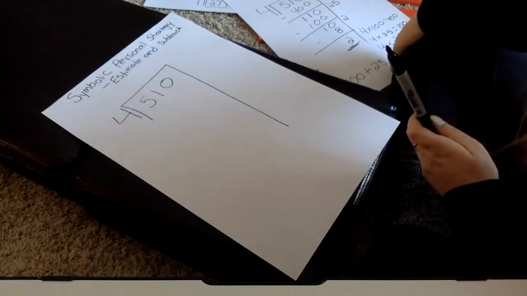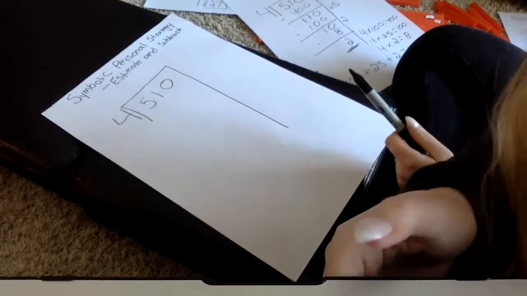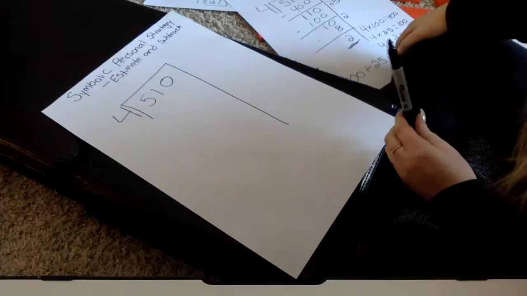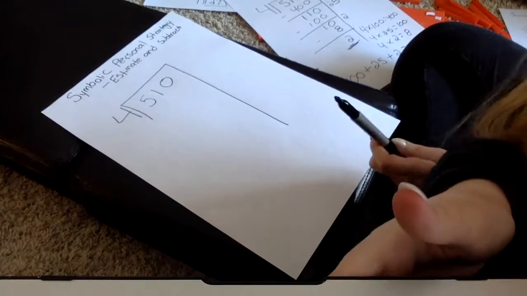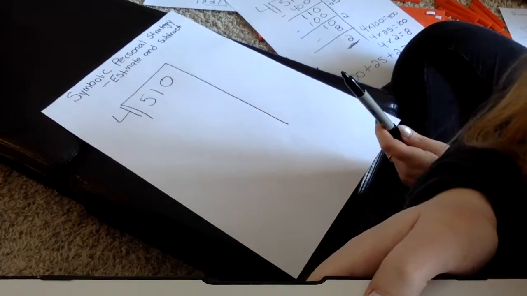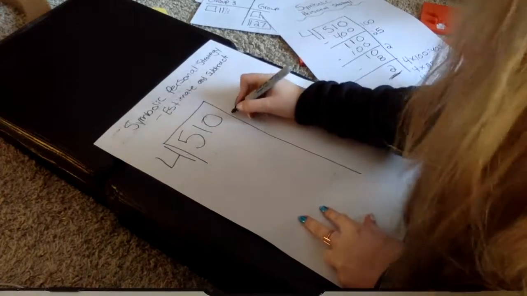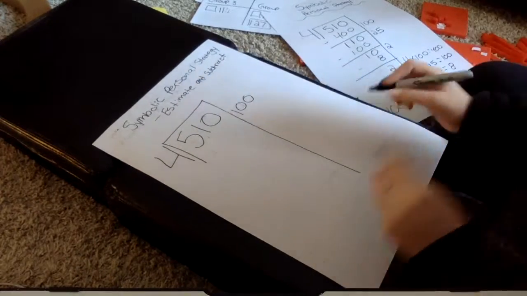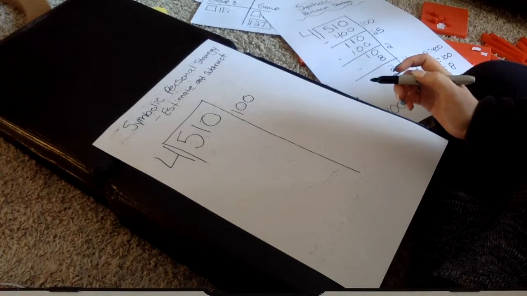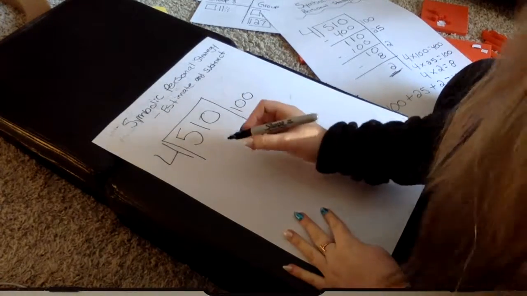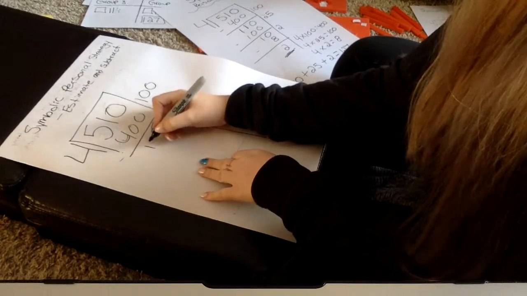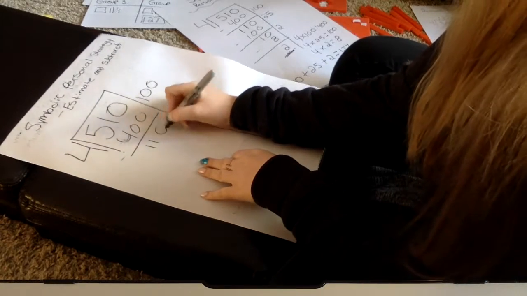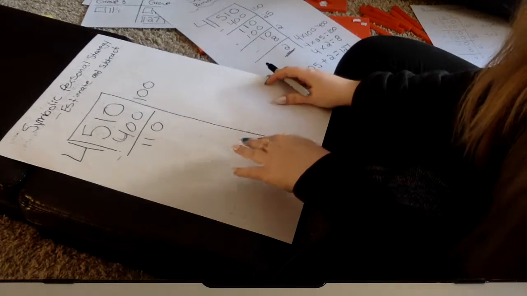For the symbolic strategy, I will be using the estimate and subtract strategy. I have to estimate and think of a number that can be multiplied by 4 but is lower than 510. For my estimation, I'm going to use 100 because 100 multiplied by 4 is equal to 400. 510 minus 400 is equal to 110. What I'm going to estimate next is 25.